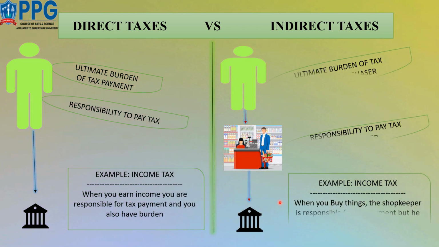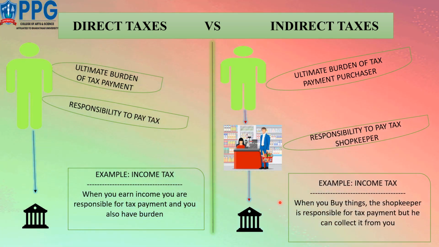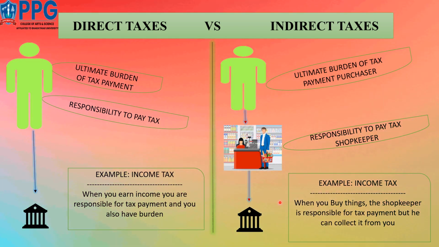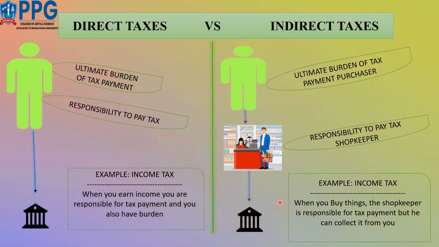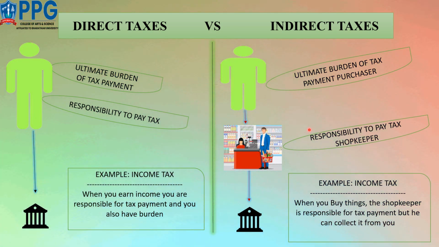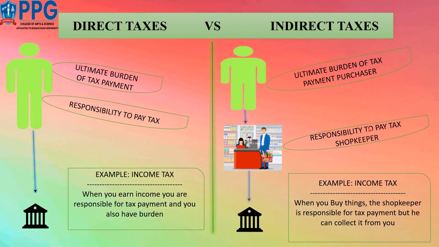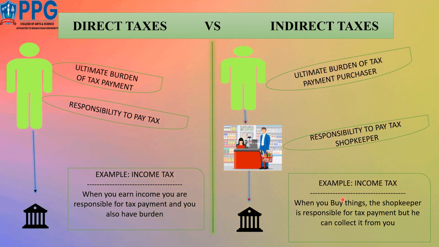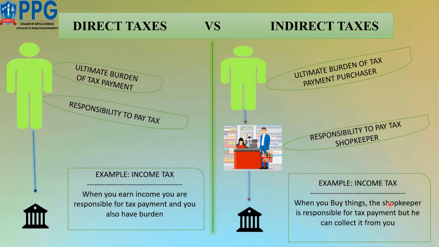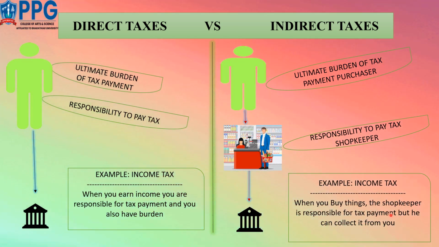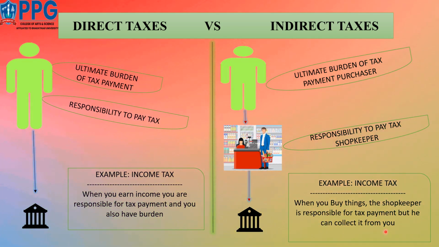The ultimate burden of the tax payment is borne by the purchaser, but the shopkeeper has the responsibility to pay taxes. Example, when you buy things, the shopkeeper is responsible for tax payment, but he can collect it from you.